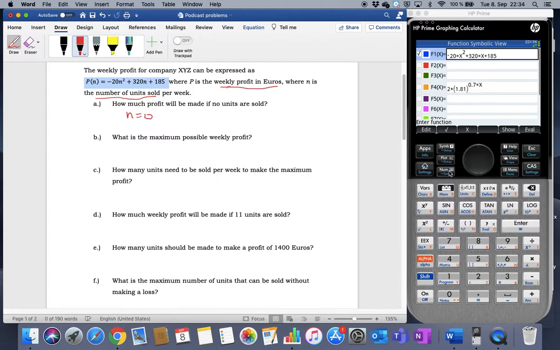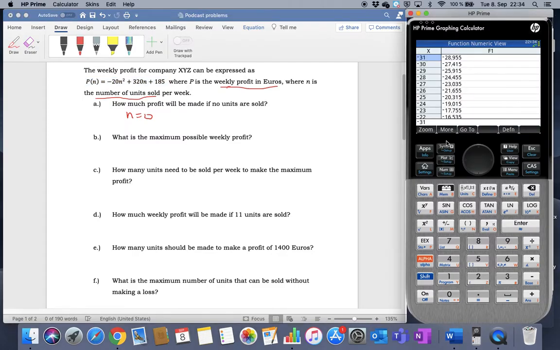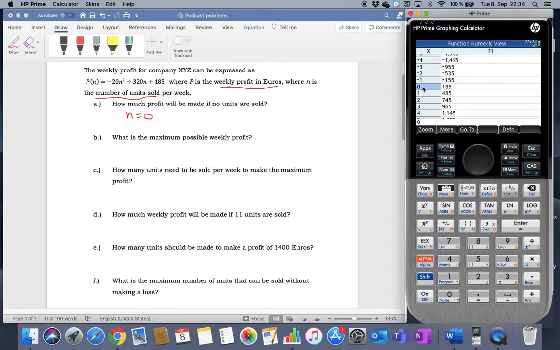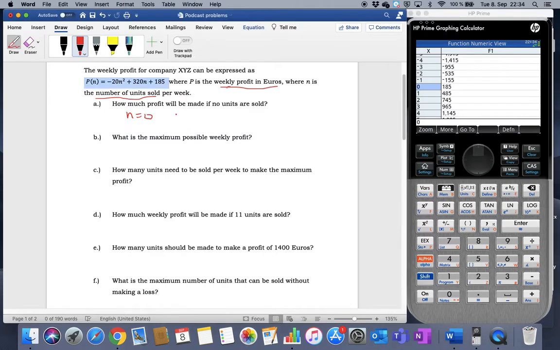And we can find this on our calculator on the table. So let's just go right to the table, and we want to jump to an X value of 0. So enter that, and we know that in our table right here, when X is equal to 0, F1, where I've put my function, is equal to 185. So the answer over here is the P will be equal to 185 when N is equal to 0.